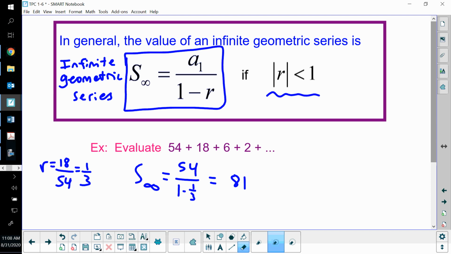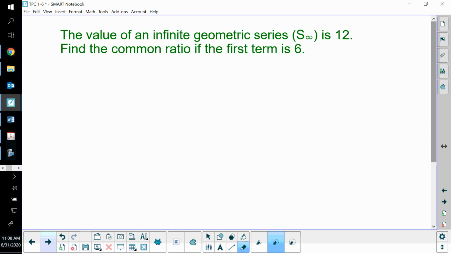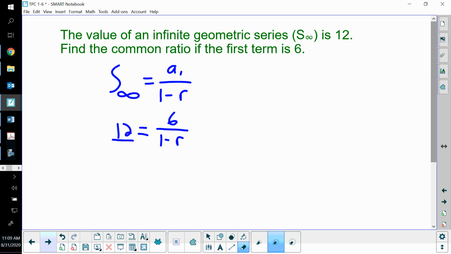And we're going to do one more problem. We're going to do the one on the bottom of page 31. The value of an infinite geometric series S infinity is 12. Okay, so when we see that, we want to hopefully have this formula memorized. S infinity, we know is A1 over 1 minus R. Well, they told us that S infinity is 12, so the left side is 12. We want to find the common ratio, so we don't know R, and the first term is 6, so that's A1. Well, what we can do is we can just cross multiply.